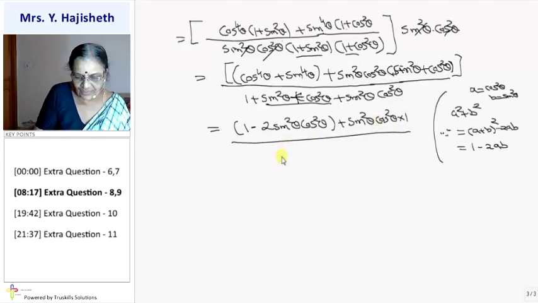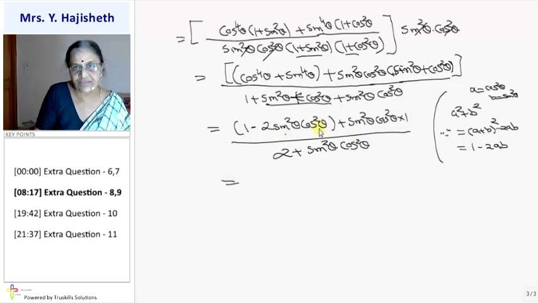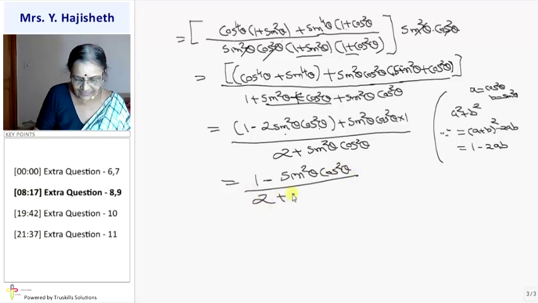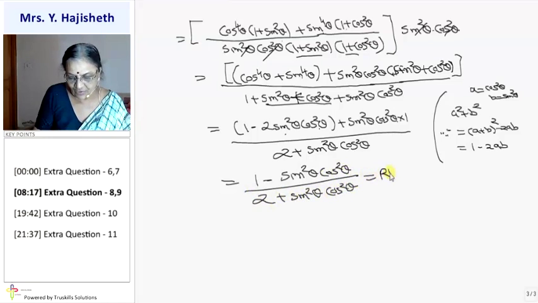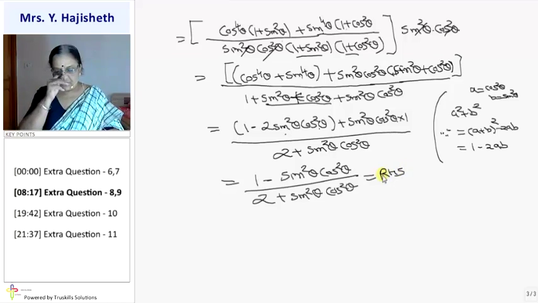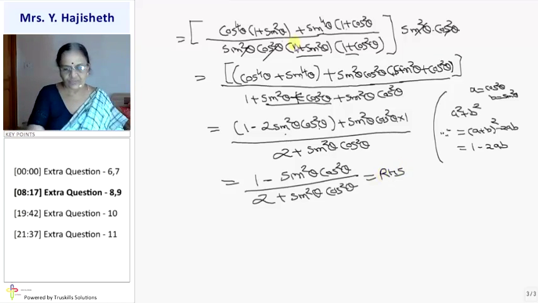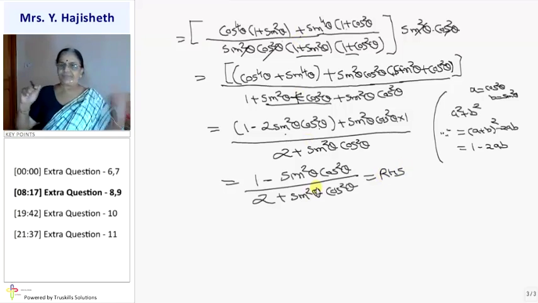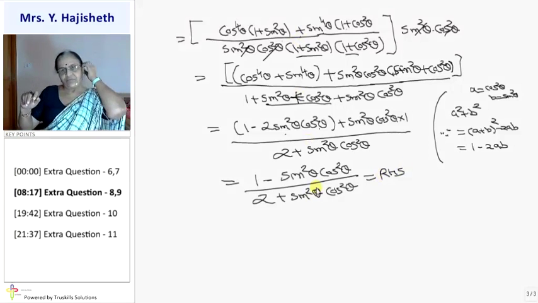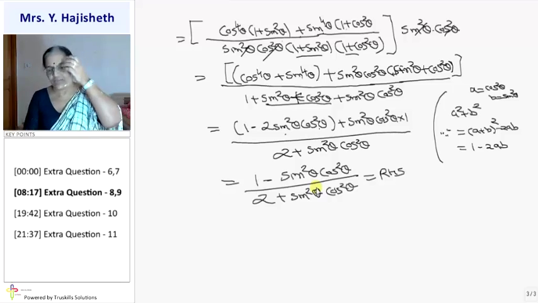I got it. Denominator is 2 plus sine square into cos square. And numerator is 1 minus 2 sine square cos square plus sine square cos square. So, like term it is 1 minus sine square cos square upon 2 plus sine square cos square. That is your RHS. Now count the number of steps. 1, 2 and 3 steps we have already performed. This is 4, 5, 6 and 7. Not more than 7. Within 7 steps we have done such a big sum.